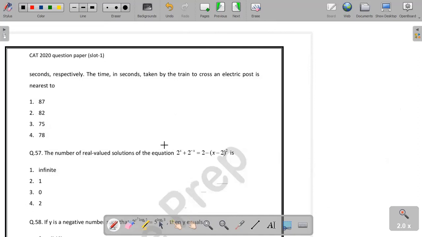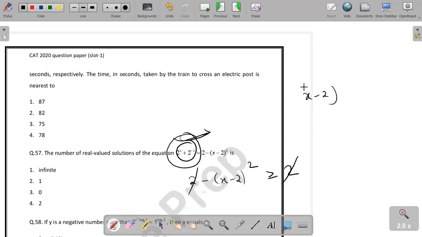The number of real valued solutions of the equation. So this must be greater than or equal to 2. So I can say 2 minus (x minus 2) whole square is greater than or equal to 2. Now I will not tell why this must be greater than or equal to 2. There is a concept behind that. In this video, I will try to show you how the concepts or the knowledge of some things help in the CAT. So I'm applying my knowledge. So I can say that (x minus 2) square should be less than or equal to 0. That is only one solution where x is equal to 2. So this should be the answer.